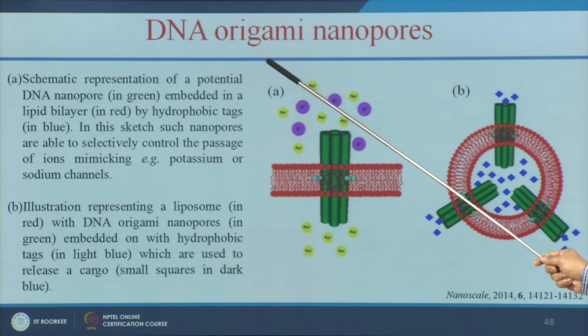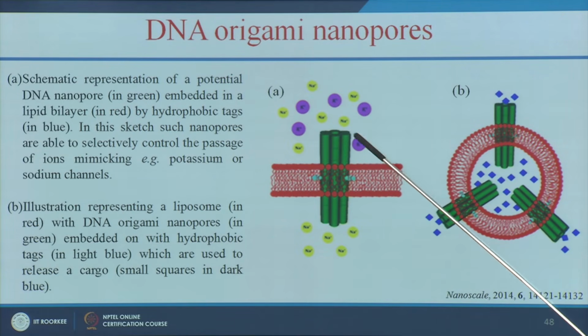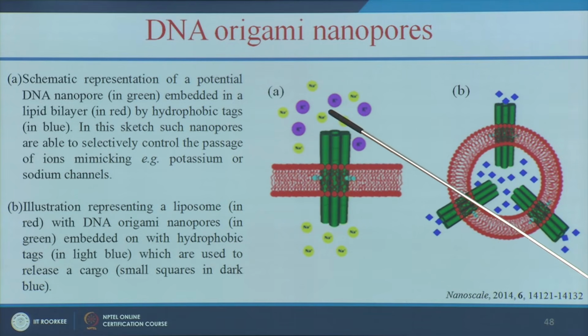And the next one is that these DNA origami nanopores can also mimic potassium and sodium channels. Here you can see the example. This green color one is a DNA nanopore, and this red color is a lipid bilayer, okay, and it is selectively acting like the potassium or sodium channels. And here this green color is the DNA origami nanopore, and it is embedded in this red color lipid bilayer.